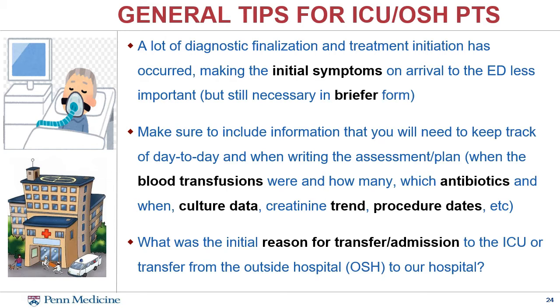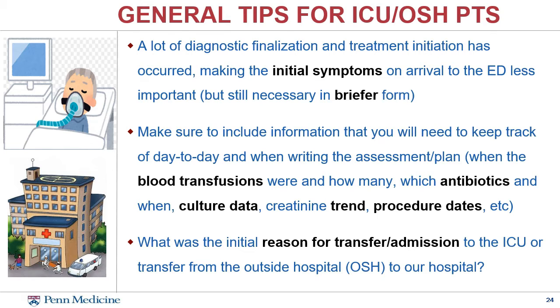When you're looking up information, make sure to include things about when they got blood transfusions, antibiotics, culture data, creatinine trends, procedure dates, because these are going to be things that are going to be kept in a separate part of your admission. So that you remember all these different things as you're looking through the paperwork from when they were in the ICU or the outside hospital. And always remember to include the initial reason why the patient went to the ICU or the outside hospital, or why they came to our hospital.